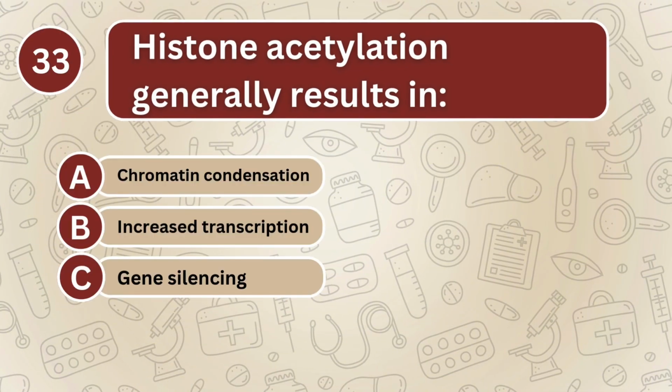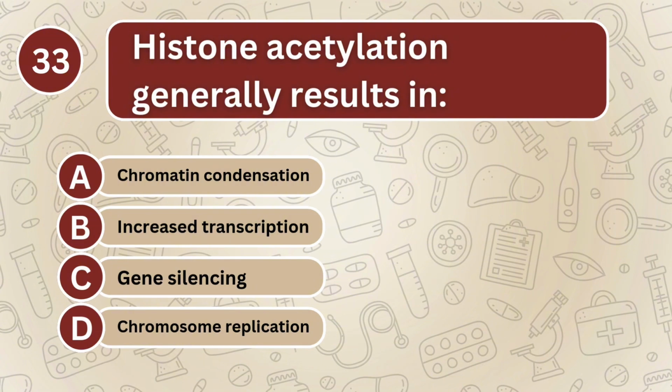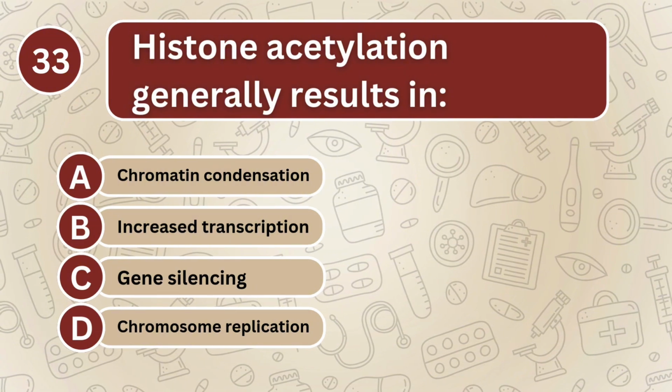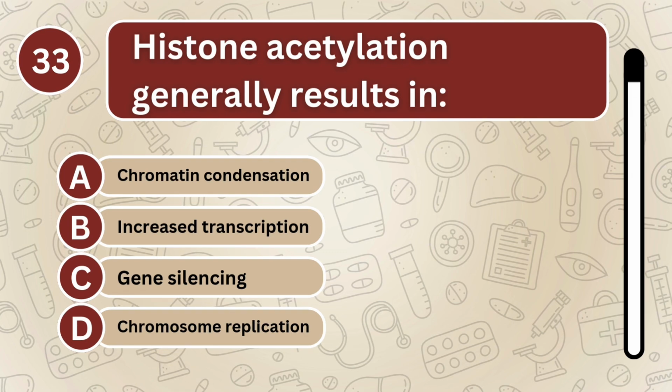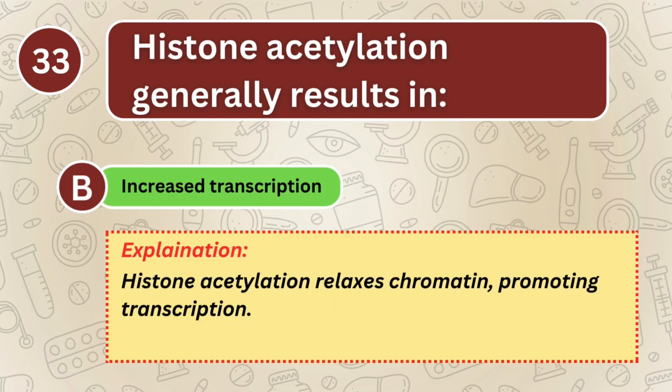Histone acetylation generally results in chromatin condensation, increased transcription, gene silencing, or chromosome replication. Correct answer is B. Increased transcription.